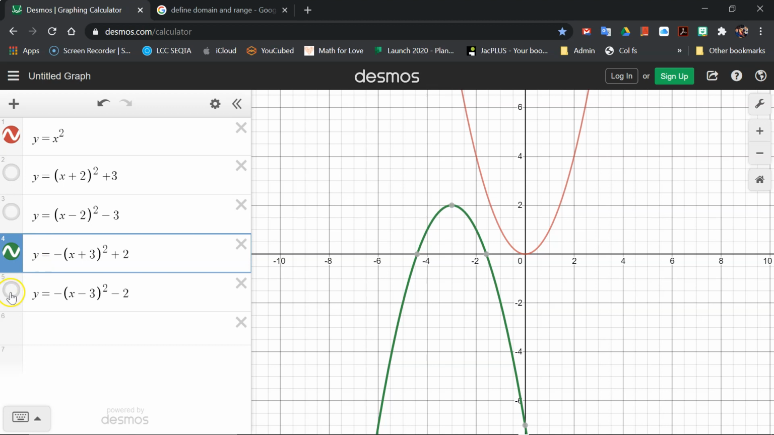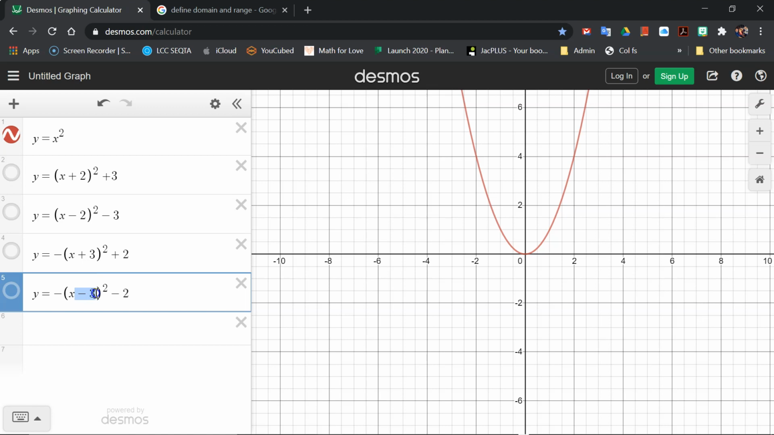Last example, we have a negative parabola once again, but in this case it has moved 3 units to the right and 2 units down. So what does that look like? It is inverted, correct? It's moved 3 units to the right and it's moved 2 units down, and our parabola's turning point, it's a maximum turning point, is at 3 and -2.